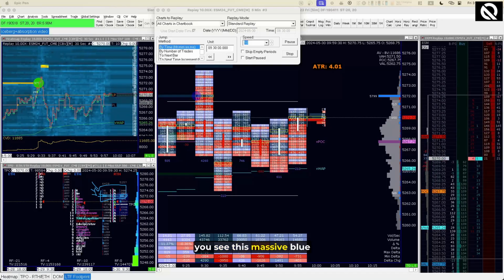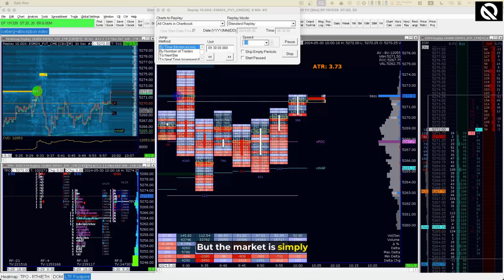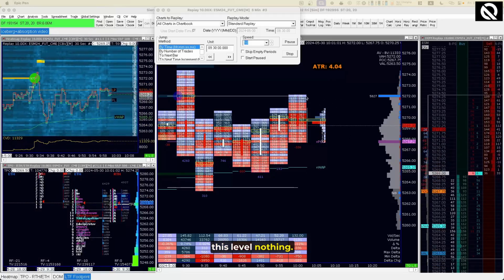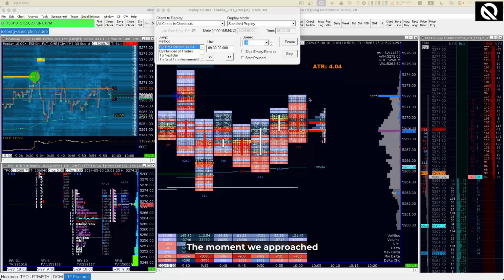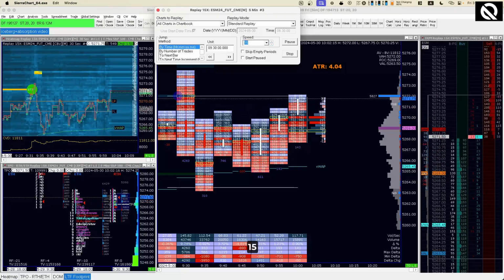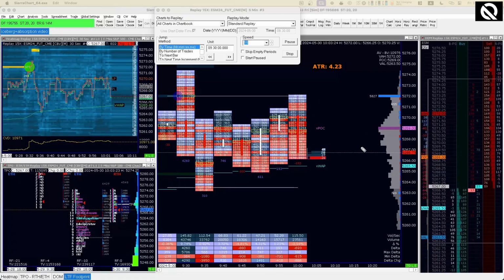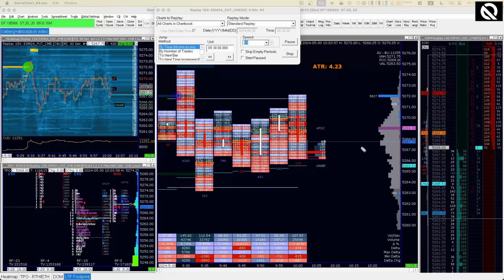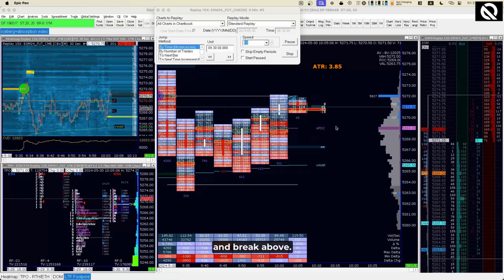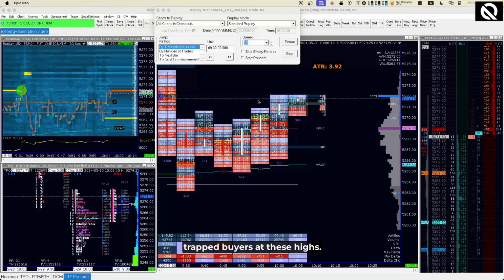You see this massive blue, aggressive buyers, a lot of them, but the market is simply not moving. Again, the market approached this level, nothing. The moment we approach this level, market tanks. Okay, let's speed it up. Now they are trying so hard to go towards this level and break above. What that means is a lot of trapped buyers at these highs.